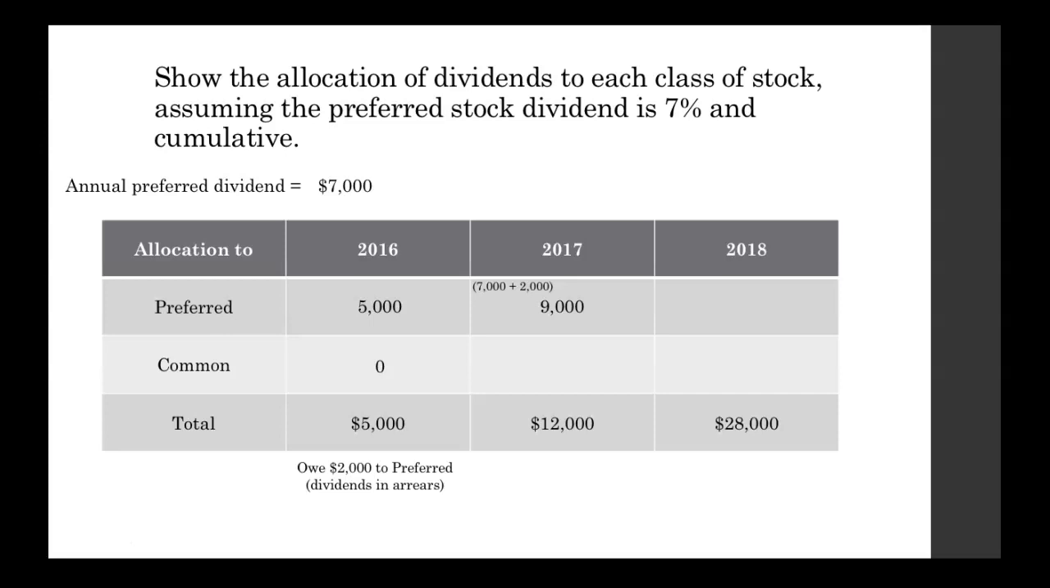So now to figure out what common gets. Well, there was a total of $12,000 of dividends being paid out. $9,000 went to preferred, so the rest will go to common. So if we do $12,000 minus $9,000, we get our $3,000 amount.